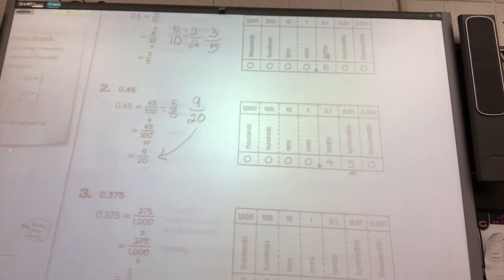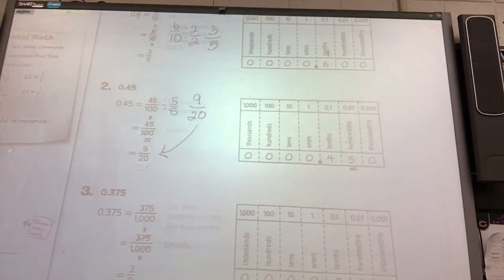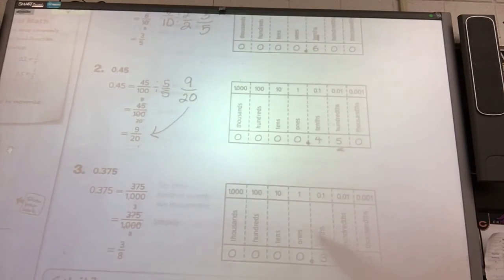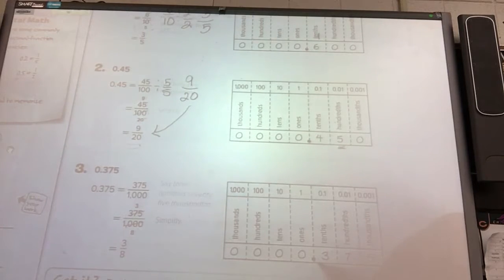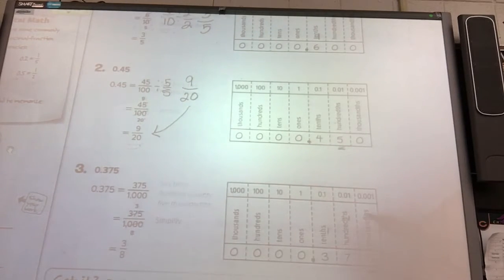Now they give us a bigger one, 0.375. Well, if we put that on our place value chart, you have to go by the last decimal, and that goes into the thousands. We go tenths, hundredths, thousandths. So what do you think it has to go over? Here's that 1,000 written right in there for you.